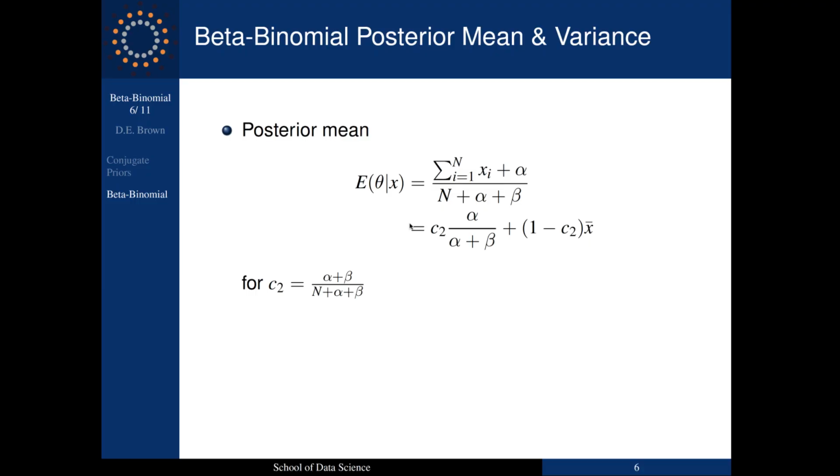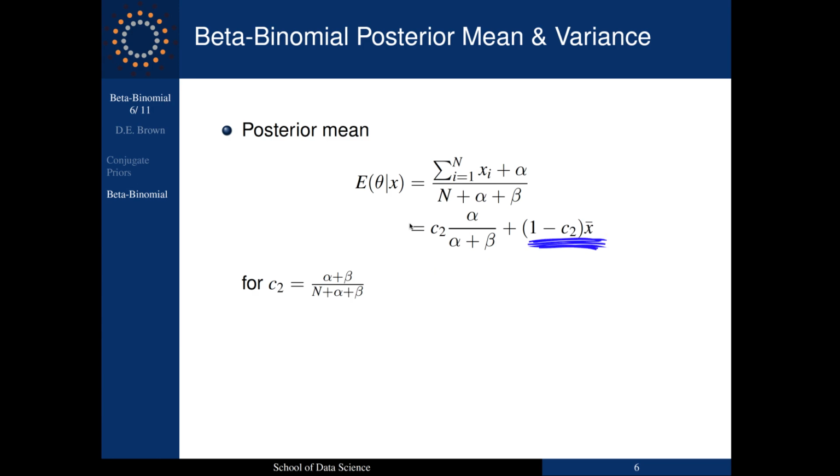Okay, with this posterior distribution now, we can easily get the posterior mean because we know the formula for the mean of a beta. In this case, it's simply the summation of the xi's plus alpha, over n plus alpha plus beta. We can rewrite that as a weighted sum, where C2 is the weighting, and that weighting is alpha plus beta over n plus alpha plus beta.